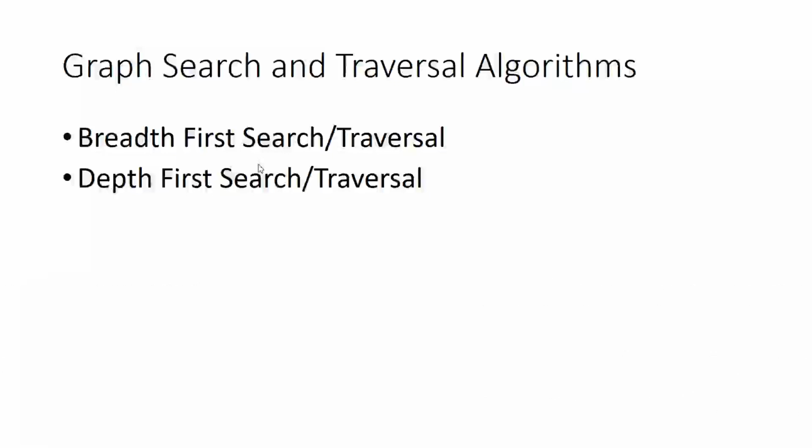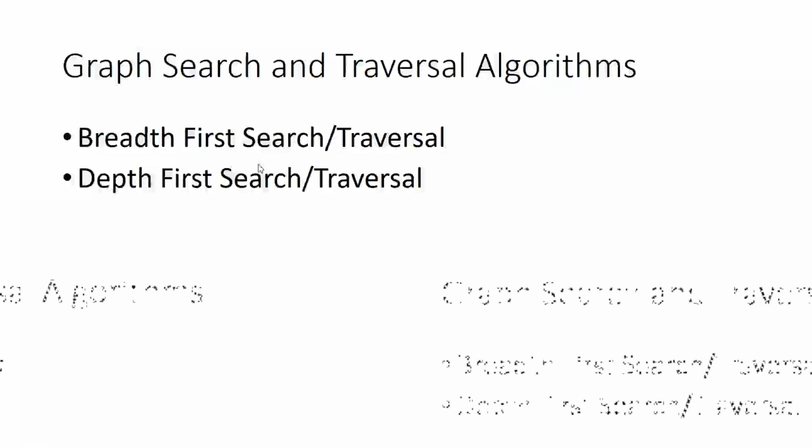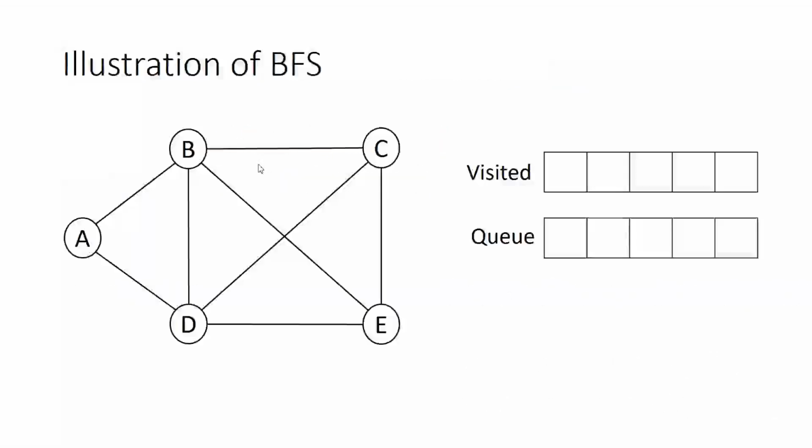There are two different types of search and traversal algorithms, that is breadth first search and depth first search. With examples we will learn how to perform breadth first search and depth first search. Basically here we are seeing an illustration for breadth first search. Adjacent nodes will be visited first, and then we will go over the adjacent nodes of the existing nodes. So let us see how BFS will be carried out on a graph.